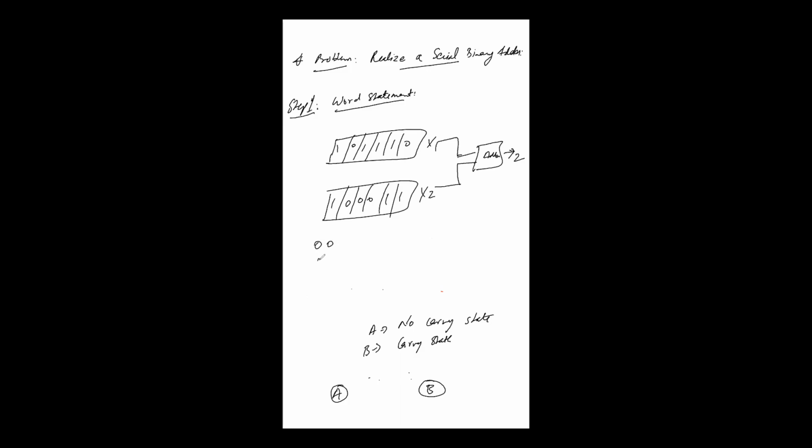Possible input combinations: it can be 0, 0; 0, 1; 1, 0; and 1, 1. These are the four possible combinations that you can have. So if you are at state A, now see these are the four possible combinations, right? If you are at state A means you are having no carry.